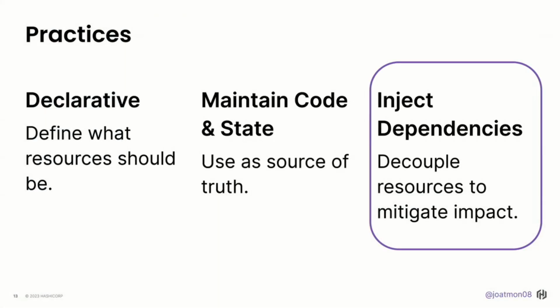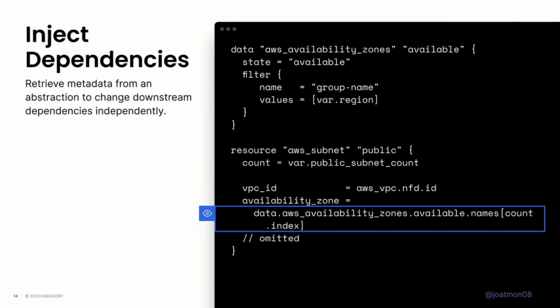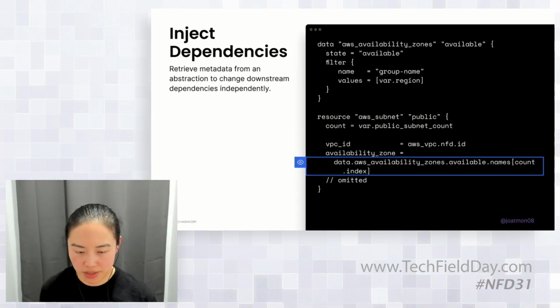So that's maintaining code and state and maintaining a source of truth. The next is a little bit more complicated, and that's injecting dependencies. Injecting dependencies is a difficult thing to describe, but basically what you're trying to do is retrieve metadata from some abstraction to change your downstream dependencies.